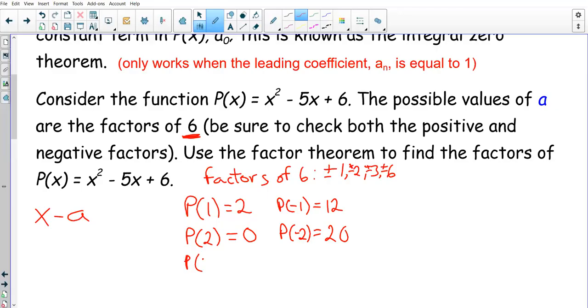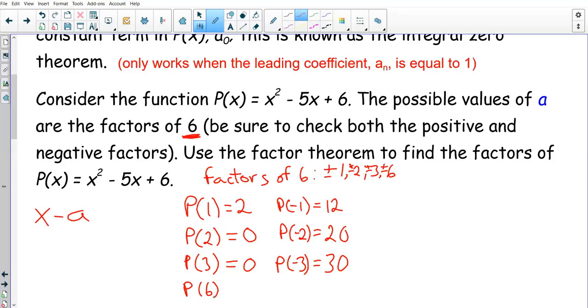P of 3, so I'm going to get 9 minus 15 plus 6, that equals 0, which we already knew. So we're kind of, I wouldn't say wasting our time, but we're going to prove to ourselves that the factor theorem is going to work here. P of negative 3 is going to be 9 plus 15 plus 6, which is going to be 30. And then we've got to do P of 6.